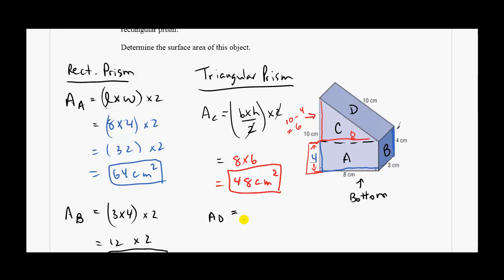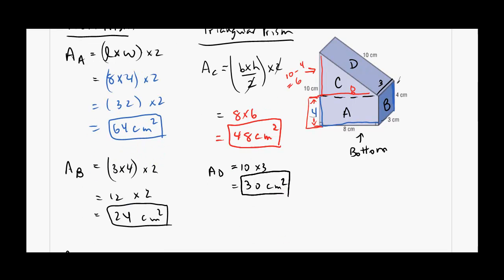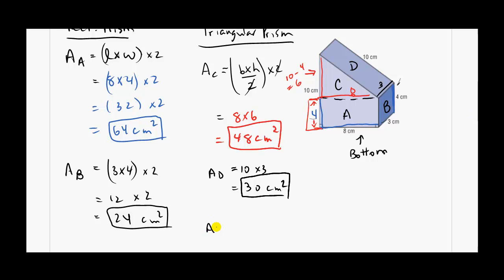The area of side D is a 10 by 3, 30 square centimeters. And there is a back on that triangular prism right in here. So the area of that back is a height of 6 and a width of 3, 18 square centimeters.